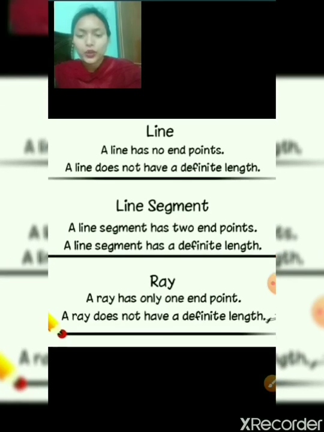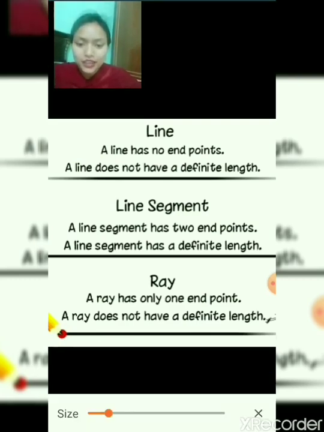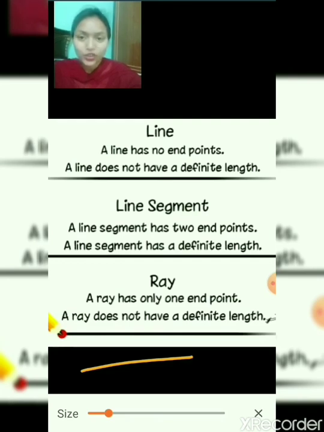Now here you can see what is a line. A line has no end points. A line does not have a definite length also. If I say this is a line, is it or not? No, it is not a line because it has a specific length.